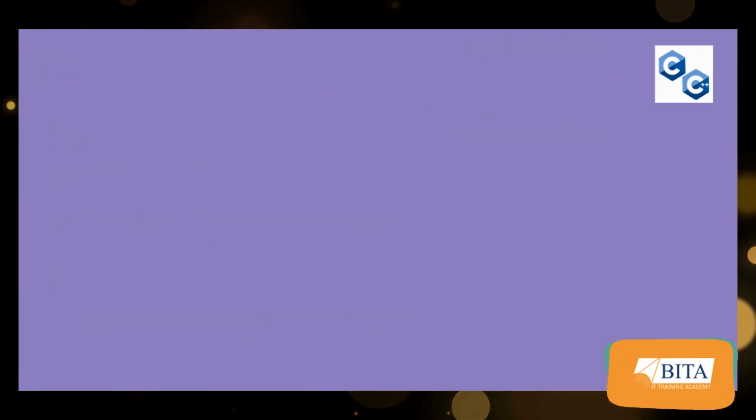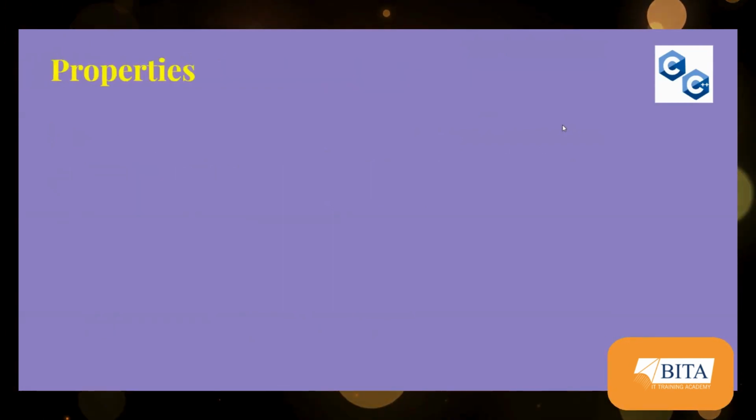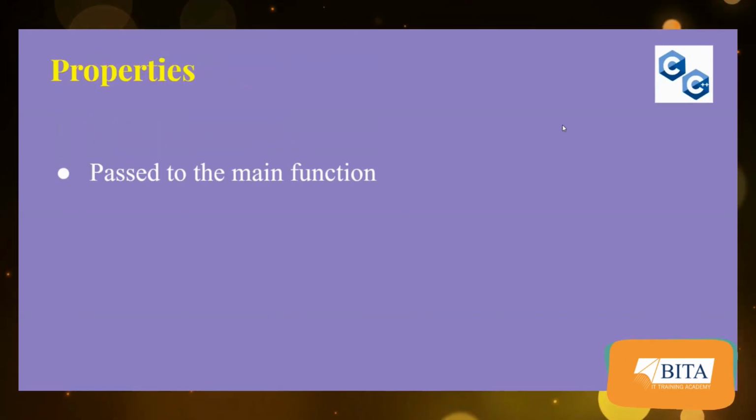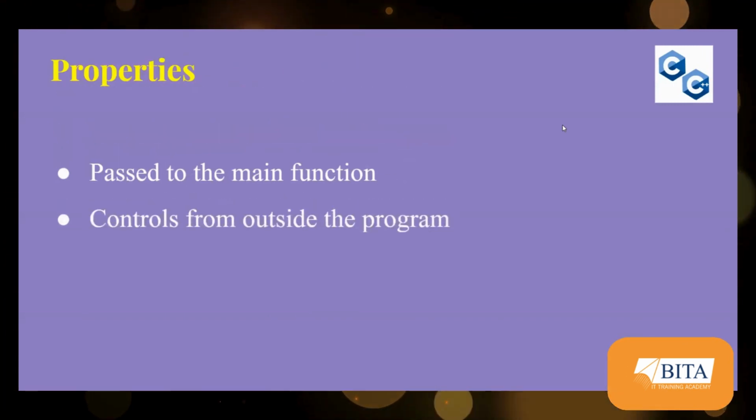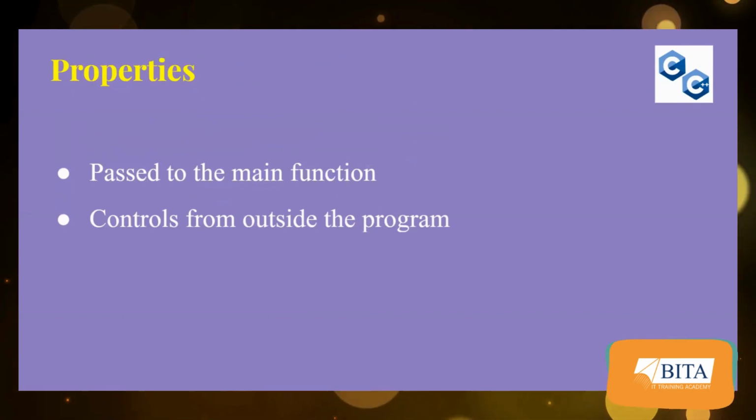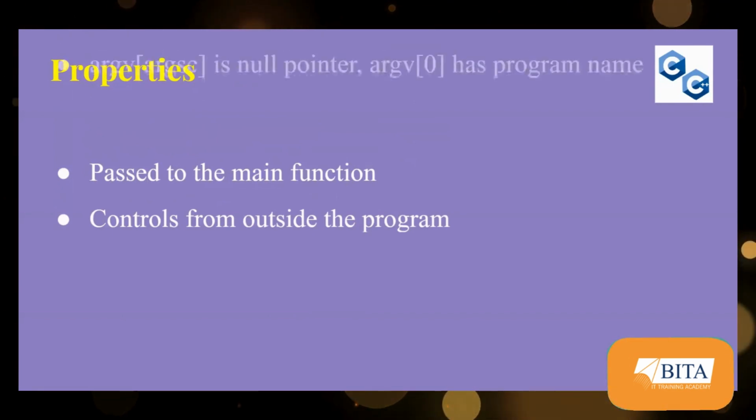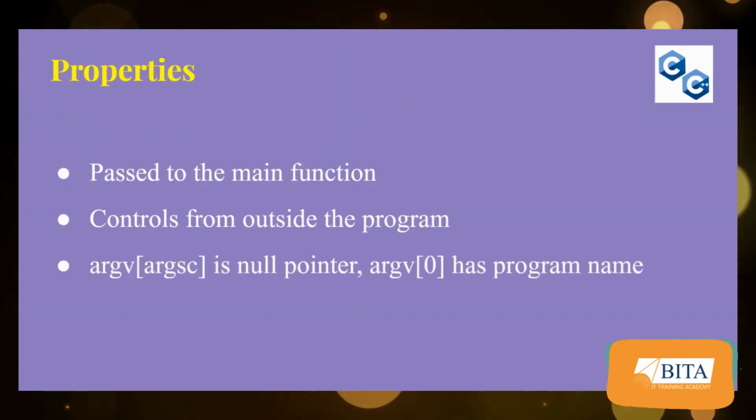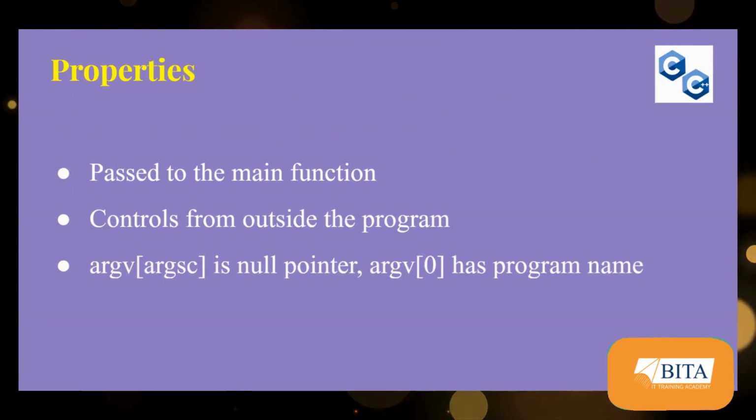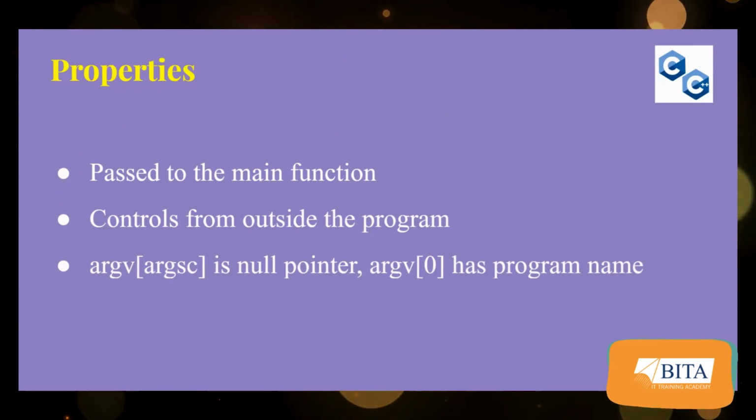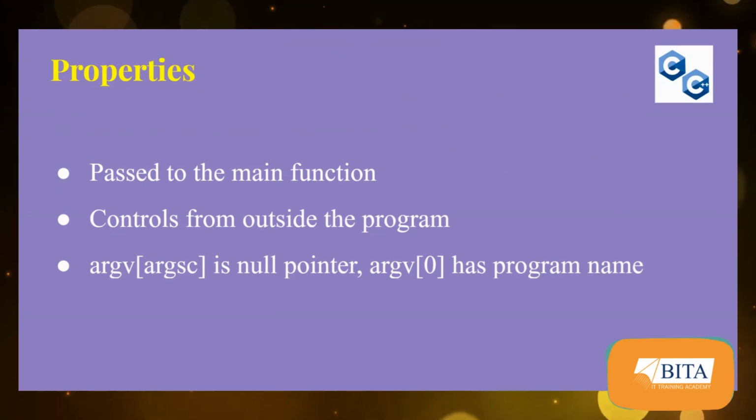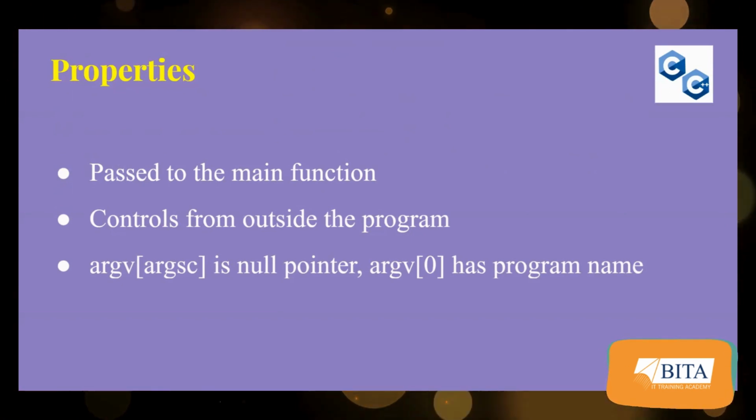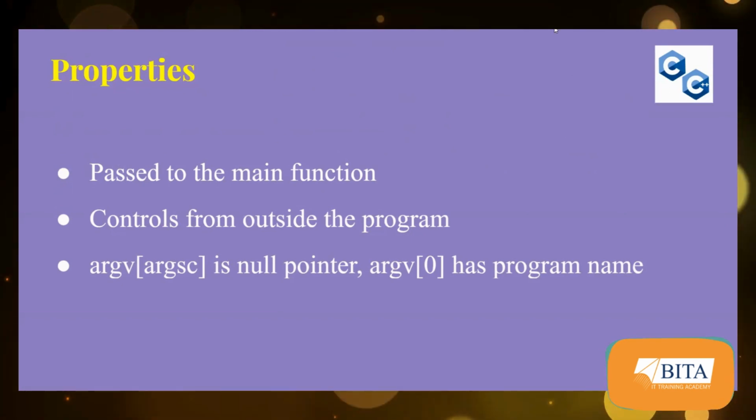Okay, so we'll learn about the properties. The arguments are passed to the main function and the control is from outside the program, instead of coding all the values within the program. And we have to remember that argv[0] is always the program name. argv[1] is the first argument and argv[argc] is the null pointer.